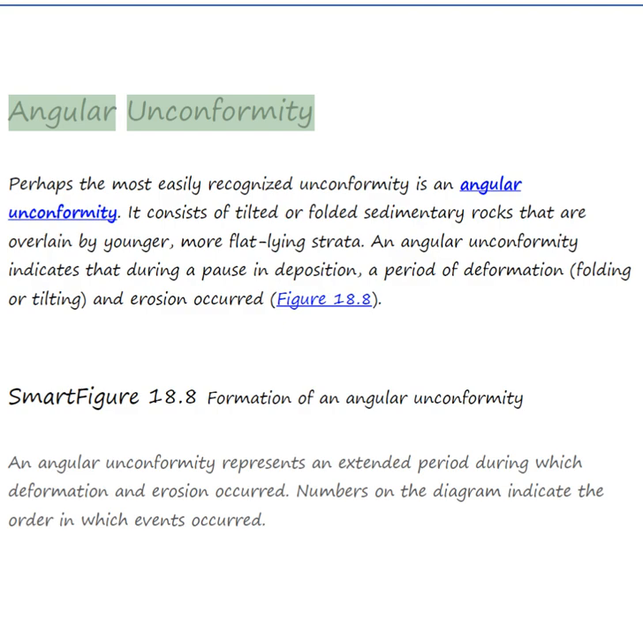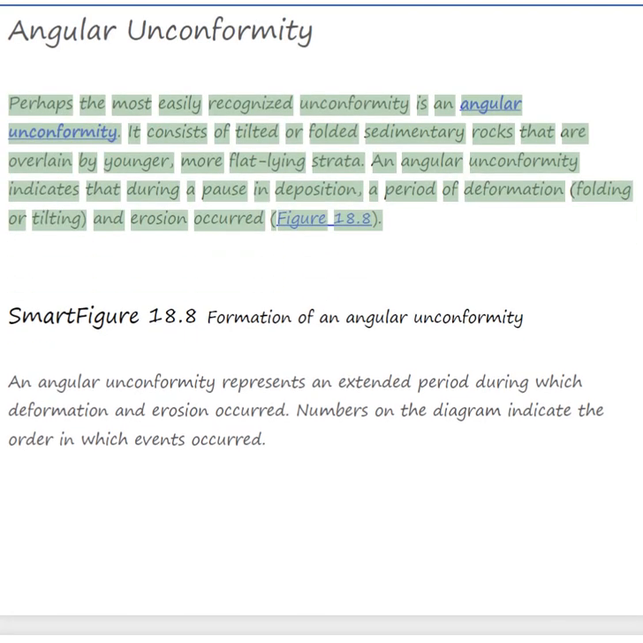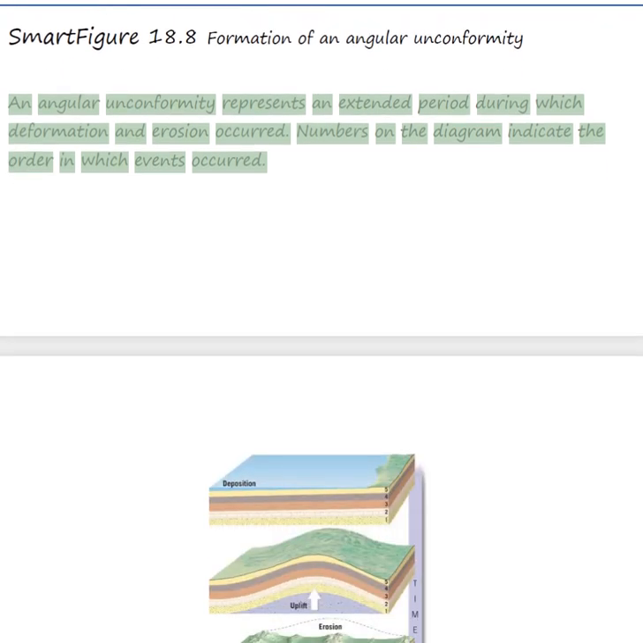Angular unconformity. Perhaps the most easily recognized unconformity is an angular unconformity. It consists of tilted or folded sedimentary rocks that are overlain by younger, more flat-lying strata. An angular unconformity indicates that during a pause in deposition, a period of deformation and erosion occurred. An angular unconformity represents an extended period during which deformation and erosion occurred. Numbers on the diagram indicate the order in which events occurred.